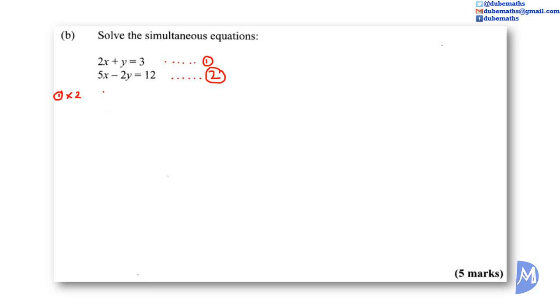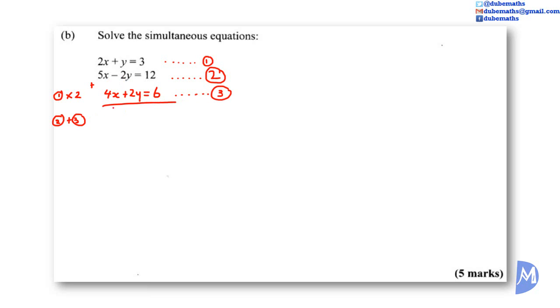Gives 2x by 2 is equal to 4x. Y by 2 is positive 2y. 3 by 2 is equal to 6. We call this equation 3. We have a positive 2y and we have a negative 2y, so we're going to add them to eliminate it. Add equation 2 to equation 3.